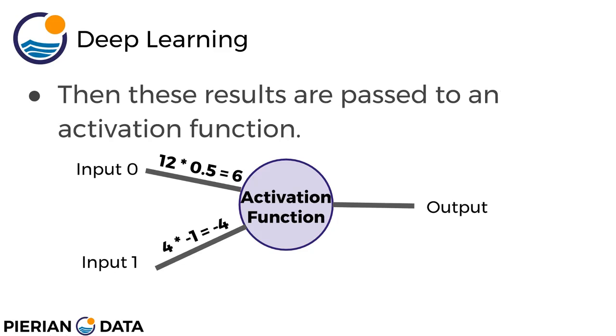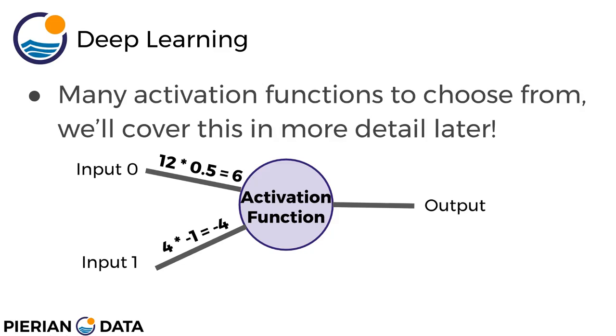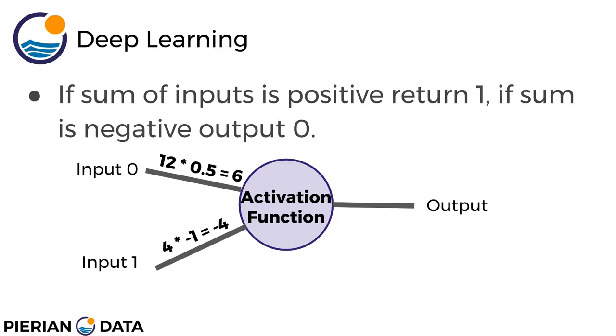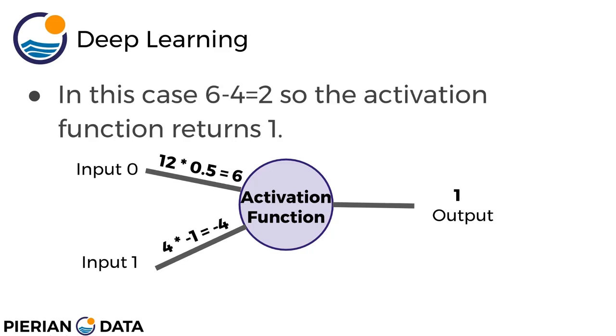The next step is to take these results of the inputs multiplied by their respective weights and pass them into an activation function. There are many activation functions to choose from, and we're going to cover this in a lot more detail later on. For now, our activation function is going to be very simple. We're merely going to say the following. If the sum of the inputs is positive, output 1. If the sum of the inputs is negative, then output 0. In our case, 6 plus -4 is the same as 6 minus 4, so we get 2 as the result. Since the sum of the inputs was positive, the activation function outputs 1.